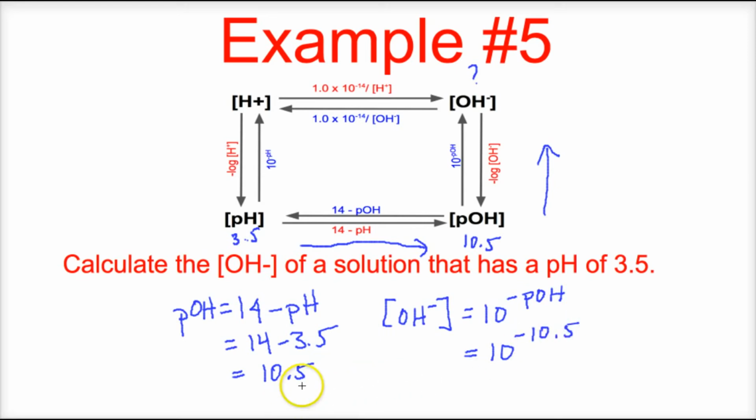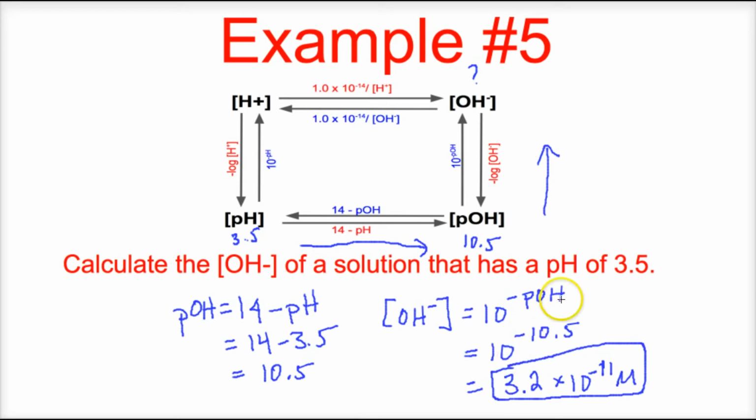We'll put this in our calculator, and we should end up with 3.2 times 10 to the negative 11th moles per liter. Okay, so if you have a solution that has a pH of 3.5, its hydroxide ion concentration will be 3.2 times 10 to the negative 11th moles per liter. Let's take a look at another example.